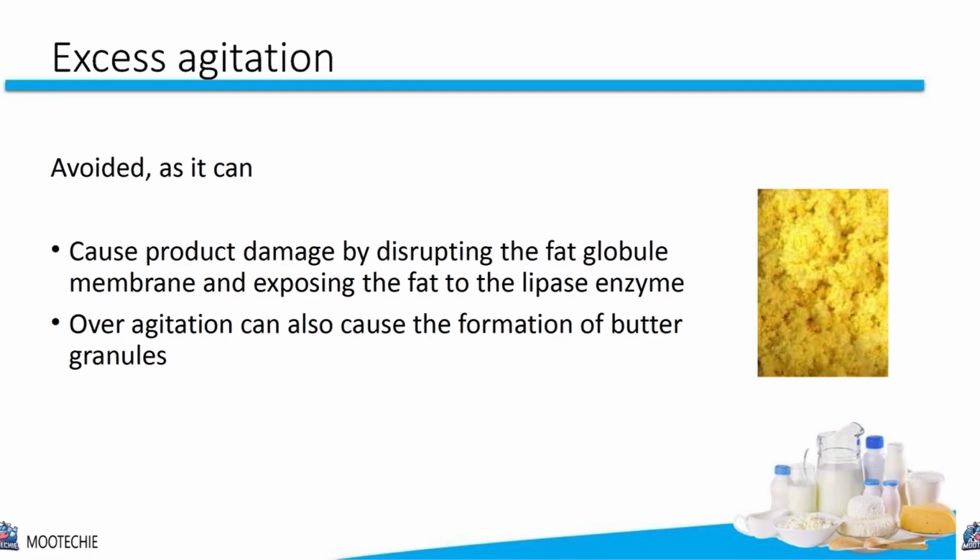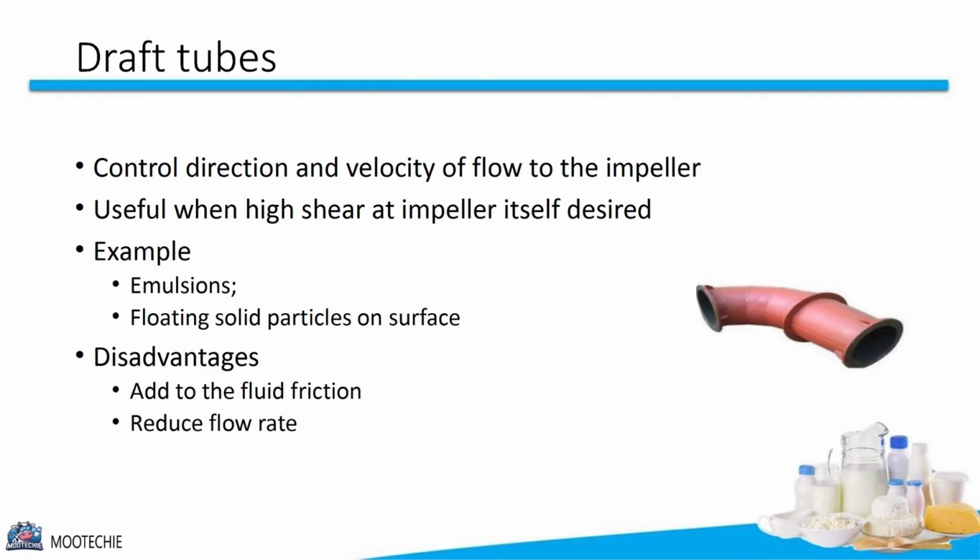Now let's talk about draft tubes. A draft tube is used to control the direction and velocity of the flow towards the impeller. It is particularly useful when high shear at the impeller itself is desired, such as when creating emulsions, or for keeping floating solid particles submerged. However, draft tubes have disadvantages. They add to the fluid friction within the vessel and can reduce the overall flow rate generated by the impeller.